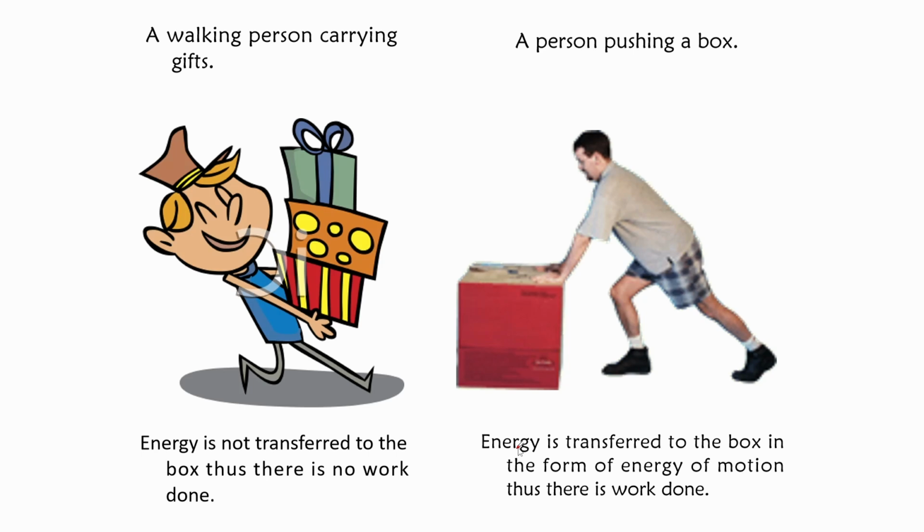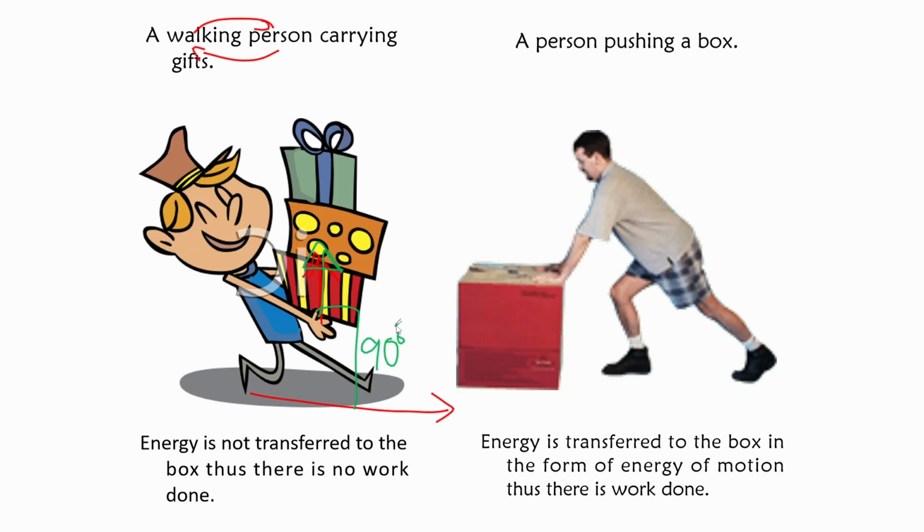Here we have two scenarios. The first one is a person walking carrying gifts, and the other one is pushing a box. It says here that energy is not transferred to the box. There is no work done. Why is that? Because the displacement is forward, but the force is lifting the box, upward. So the angle between them is 90 degrees.